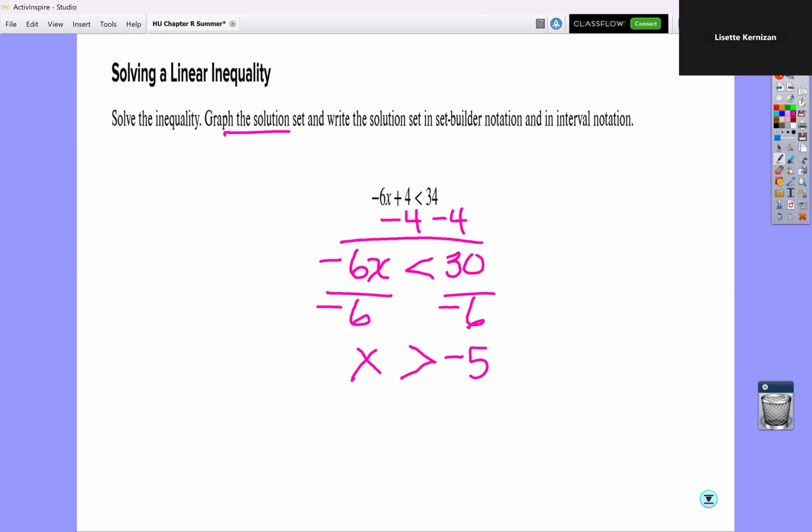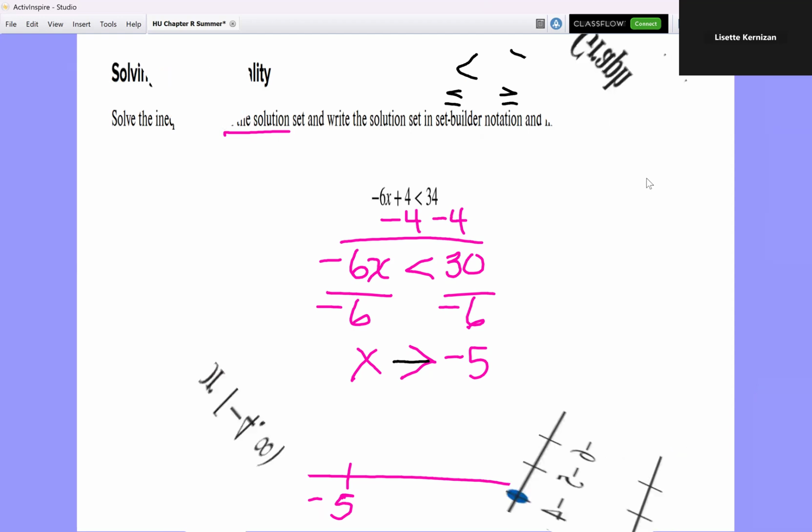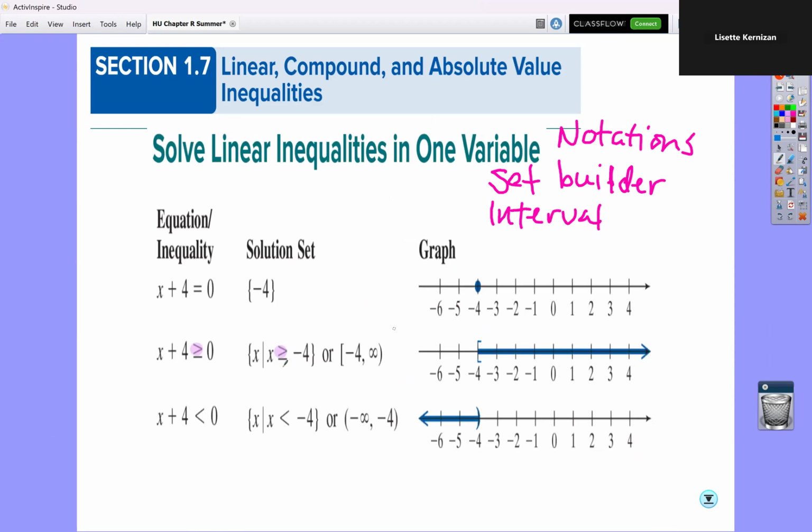So they said to graph it. So if I'm graphing this, I'm at -5. One trick: as long as the x is on the left-hand side, you can draw an arrow in the direction of the inequality. It tells you which direction to go in. So if it is less than or greater than, you're using parentheses. If it's less than or equal to or greater than or equal to, you're using brackets. So if you go back to the previous problem, you can see here we had a greater than or equal to, they used a bracket. Here we had a less than, they used a parenthesis.